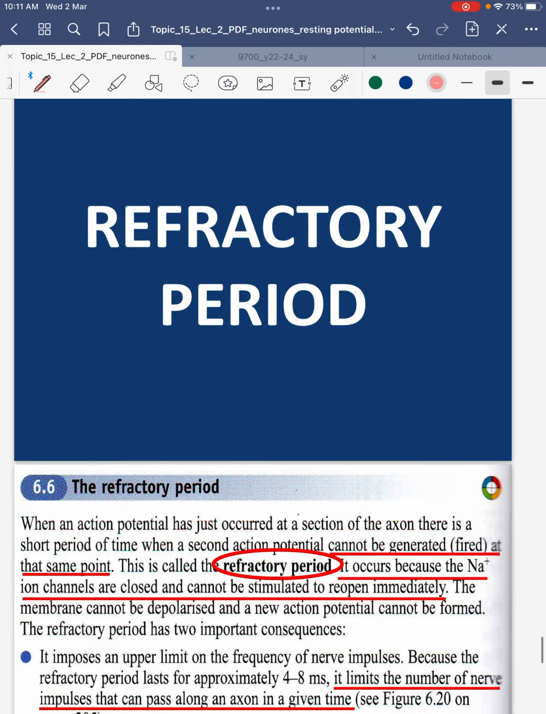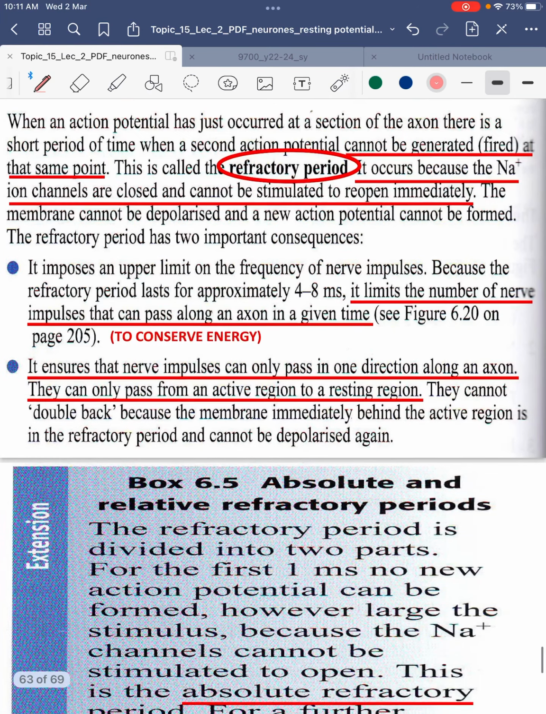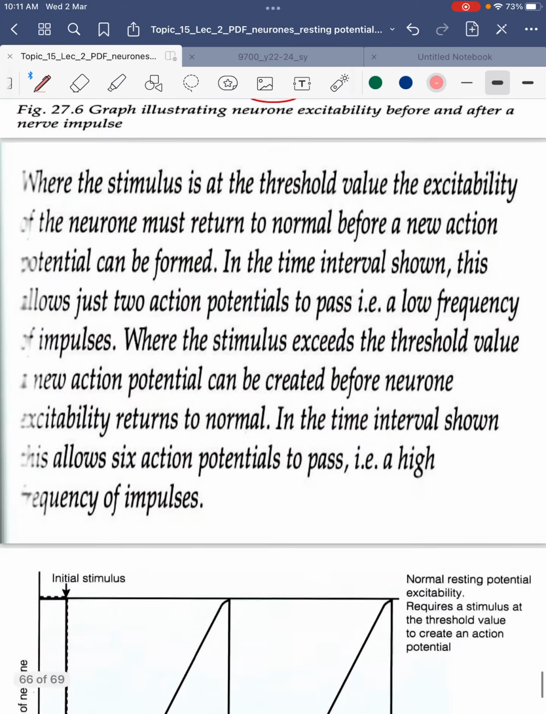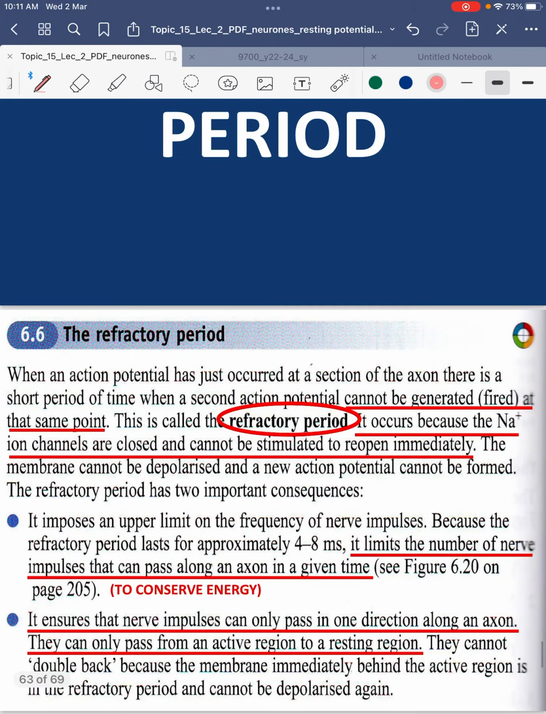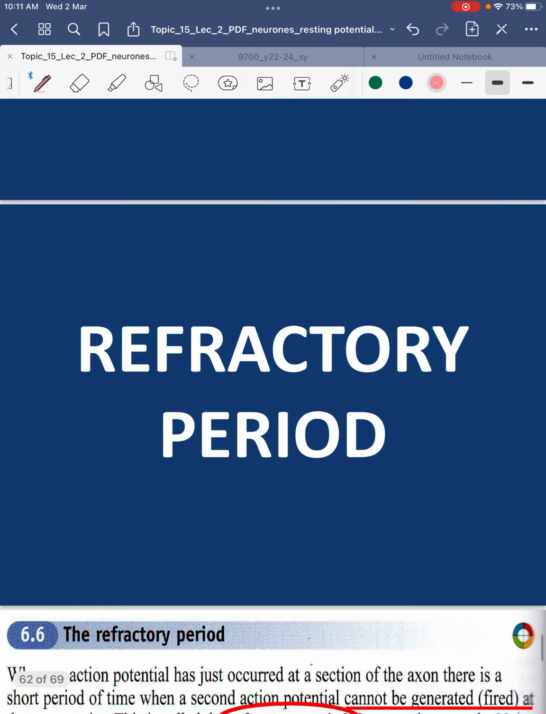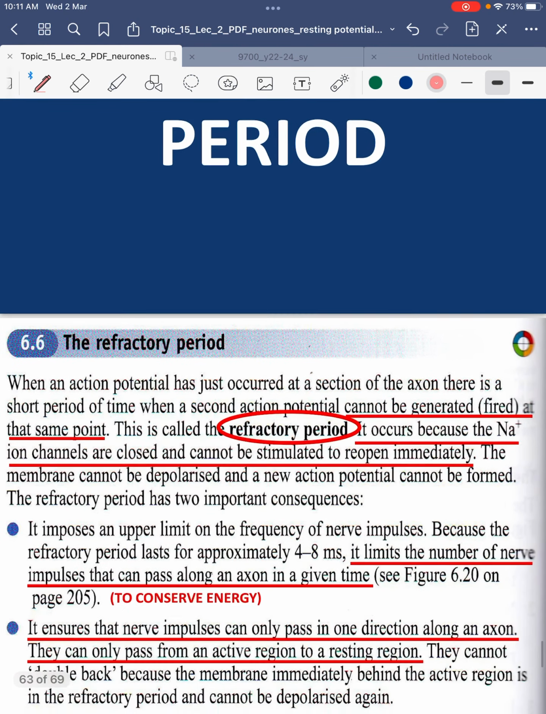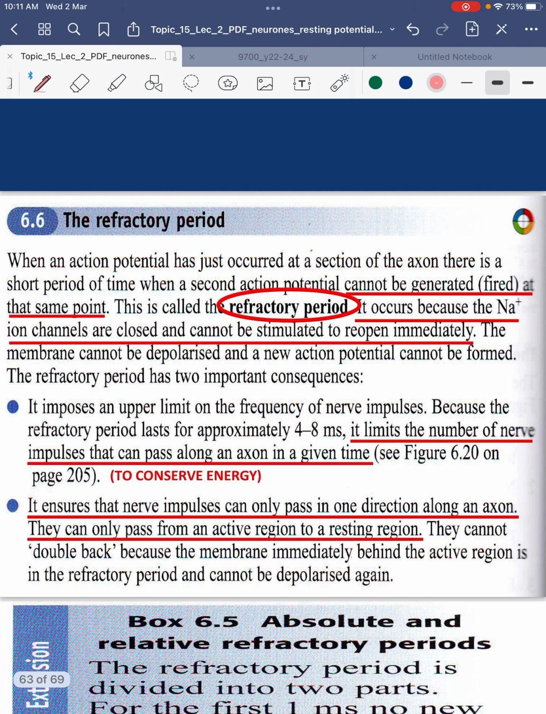Okay, so the last part of our today's lesson is talking about the refractory period. So what is this refractory period? The refractory period is when an action potential has just occurred at a section of the axon. So let's read it. When an action potential has just occurred at a section of the axon, there is a short period of time when a second action potential cannot be generated at that same point.